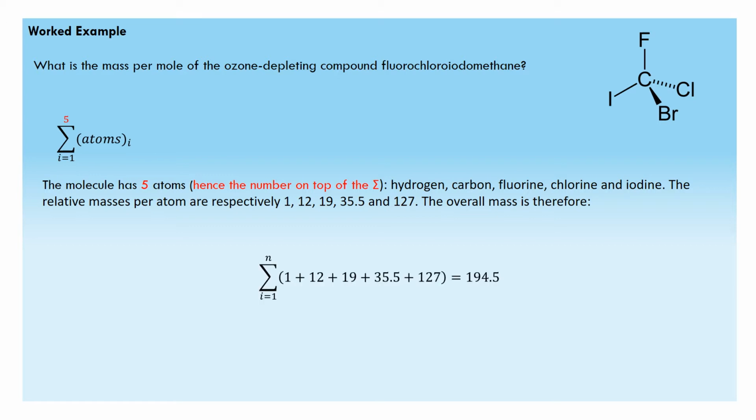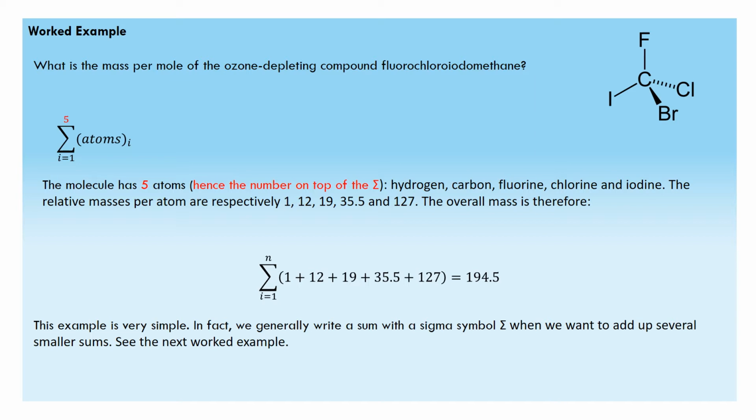The relative masses of those atoms are shown there: 1, 12, 19, 35.5, and 127. And the overall mass is given by the addition of these numbers. That i equals 1 at the bottom there tells us the lowest number in the series. So when you add those up, you get 194.5 grams per mole.